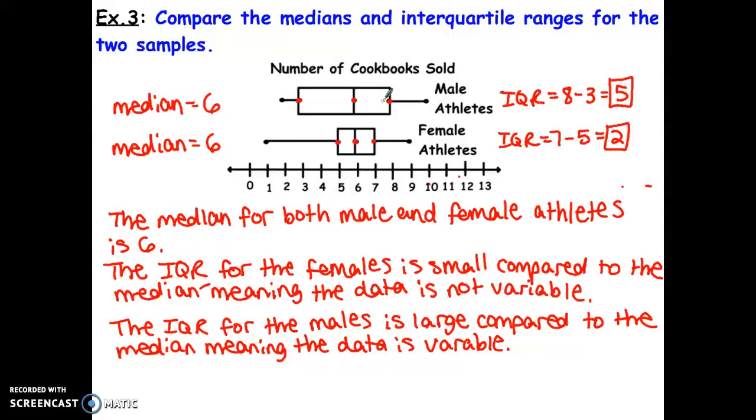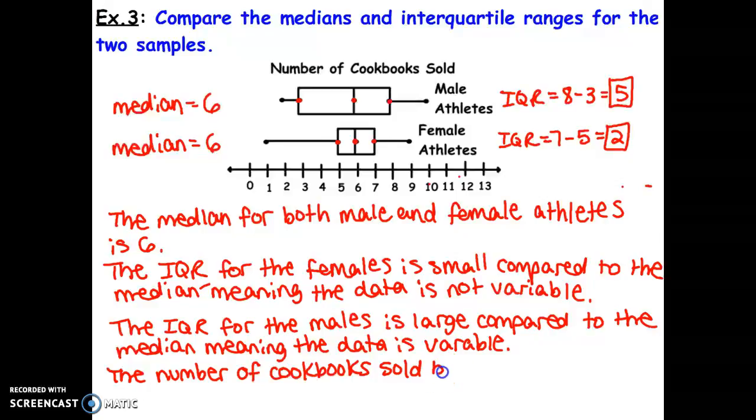So we're just going to conclude by saying that the number of cookbooks sold by the males is more variable than the females.